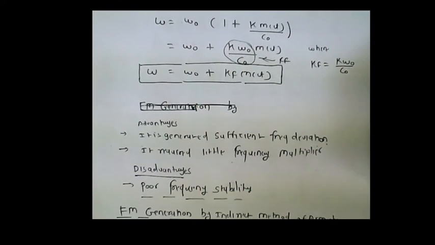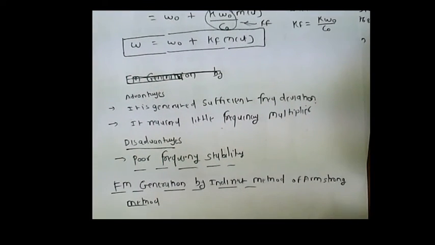Now, what are the advantages of this method? It generates sufficient frequency deviation and requires little frequency multiplication, and the disadvantage is poor frequency stability. So these are the advantages and disadvantages of FM generation by the direct transmitter method.